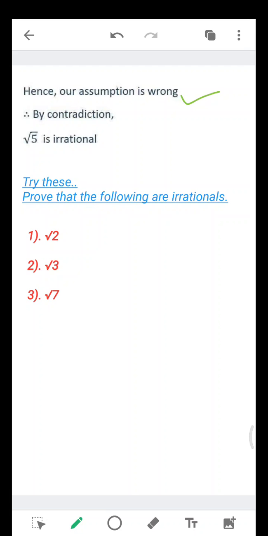Hope it's clear to you all. It may take some time for you to understand it. Watch the video again and again if you have any doubt. Okay, and after you understand this, you can try these 3 questions on your own.